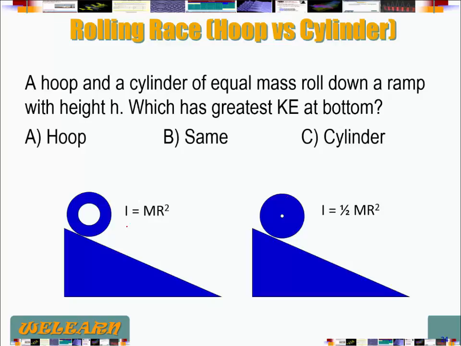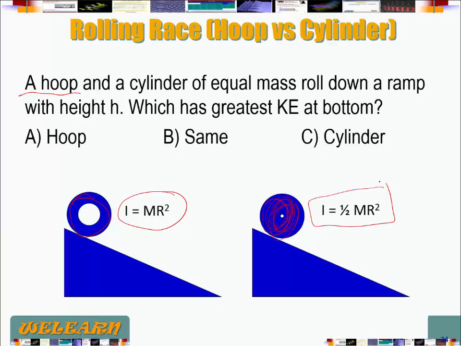Consider this big race, hoop versus cylinder, or hoop versus disc. In this case, the hoop, all the mass is around the edges. The moment of inertia is mr squared. The cylinder instead, the mass is spread out through this whole surface. So the moment of inertia is 1/2 of mr squared.